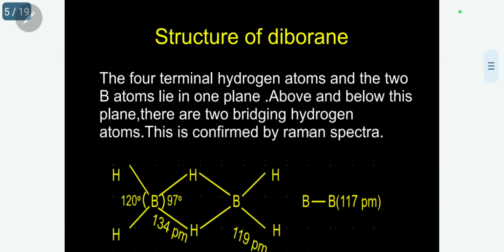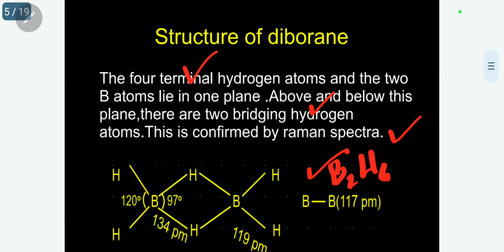Okay, let me see the explanation. Kindly listen to me. Now, this is the structure of diborane, B2H6. The 4 terminal hydrogen atoms and the 2 boron atoms lie in one plane. This is the first information you must know. Above and below this plane, there are 2 bridging hydrogens. One hydrogen above the plane, another hydrogen below the plane. This is confirmed by Raman spectra.